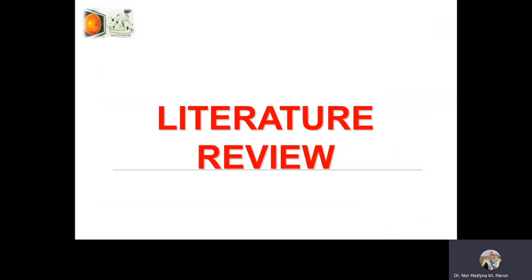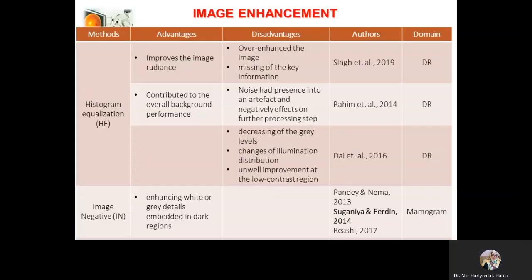Okay, for the literature review for this study, the tables show the methods, the advantages and disadvantages, authors and domain that have currently been reviewed by us. For example, histogram equalization, image negative, and contrast stretching.